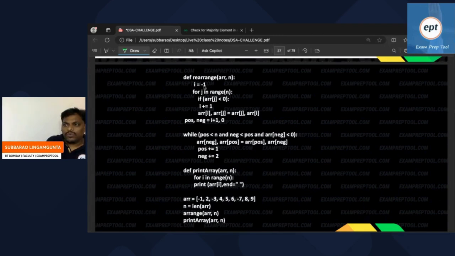So one for loop is going on, says I is equal to -1, j in range of n. Range n means 0 to n minus 1. That is the meaning of range n. This loop is going on, j will start from 0 to n minus 1, I is equal to -1. Now see, whenever this for loop is going on, this code will execute. So if the condition is true, this code will execute.